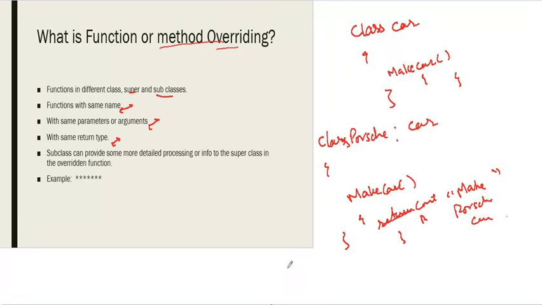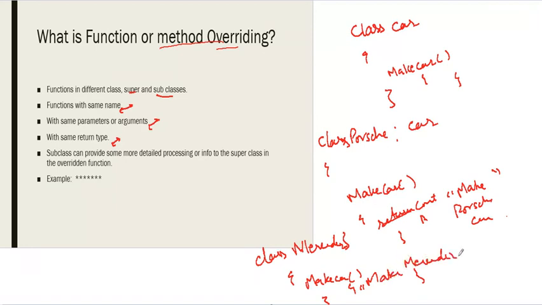And then we have another class which is called class Mercedes, and this class also has this make car function, and it prints, let's say, make Mercedes car. So that's the whole concept of method overriding.